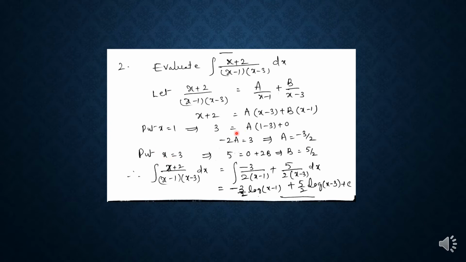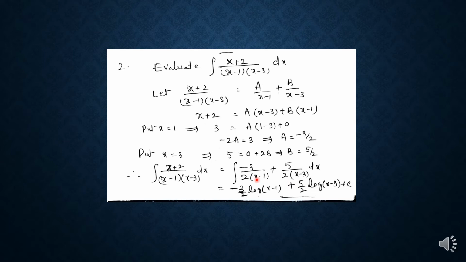This time put x is equal to 3 in the above equation. That becomes 3 plus 2, 5, is equal to A into (3 minus 3), that is 0, plus B into (3 minus 1), that is 2B. So 2B is equal to 5, that is B is equal to 5 by 2. Now substitute these values in the given integrand. The given integrand becomes integral (x plus 2) by (x minus 1) into (x minus 3) dx is equal to A by (x minus 1). We have A is equal to minus 3 by 2, so that can be written as minus 3 by 2 into (x minus 1) plus B by (x minus 3), 5 by 2 into (x minus 3) dx.